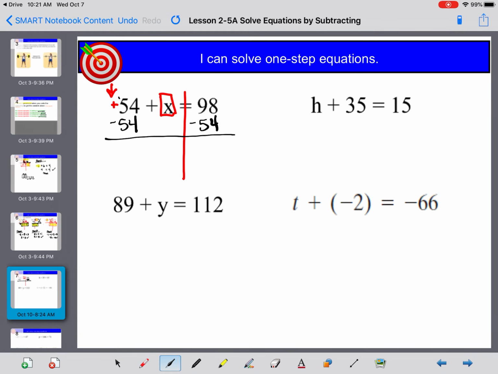Then I draw a long line to show equals. This is 0, and I'm left with a positive X, or just X. X equals 44. To verify that that answer is right, I need to check my work.